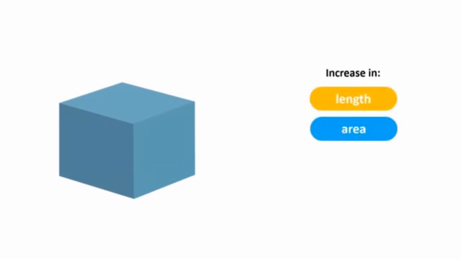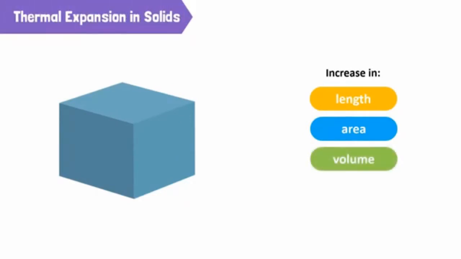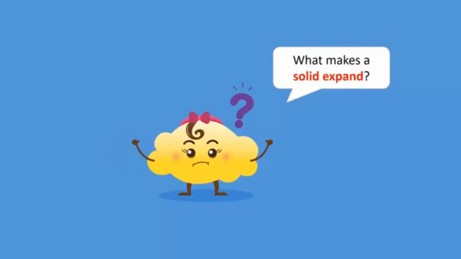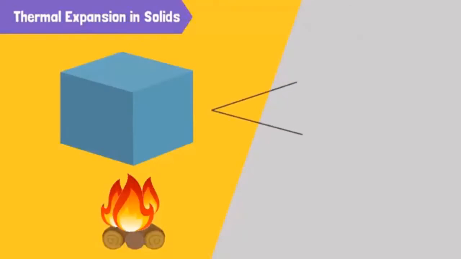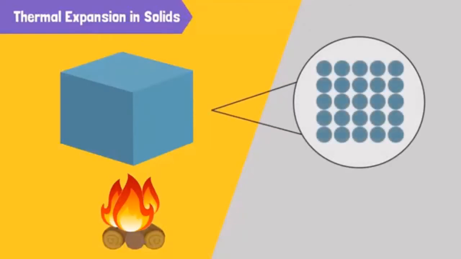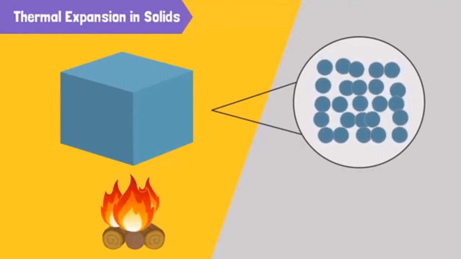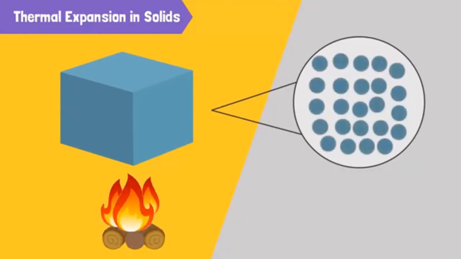First, let's consider solids. When a solid is heated, it expands in size and shape, resulting in an increase in length, area, or volume of the solid. This is known as a thermal expansion of solids. But what makes a solid expand? When a solid is heated, the molecules that make up the solid begin to vibrate. This takes up more space and the solid matter expands.